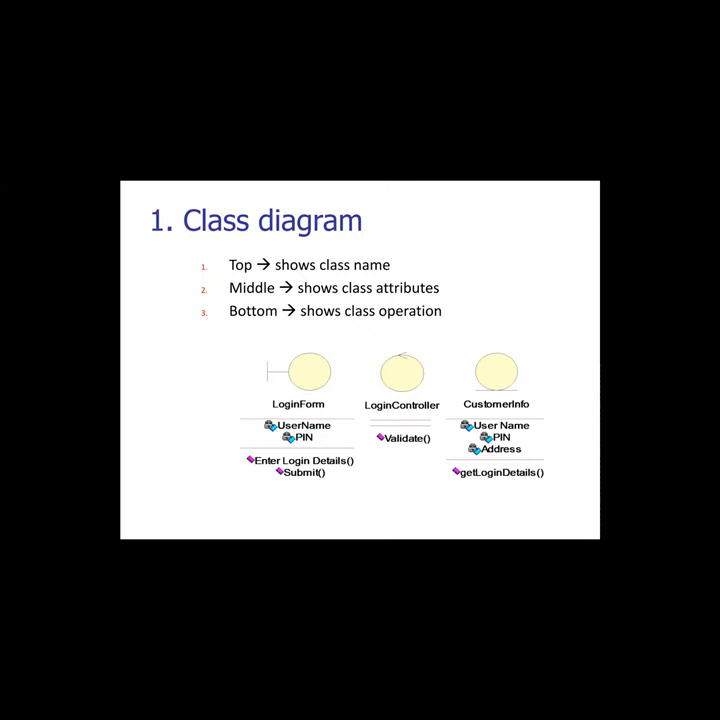And if you take the next class, login controller, no attributes, only the validate function alone is performed. And if you take the third one, the customer information class, we have username, PIN number, address of the customer and login details, one function, three attributes. So here it's a complete class, containing all the information. The second one, no attributes. Third one, name as well as attributes as well as function.